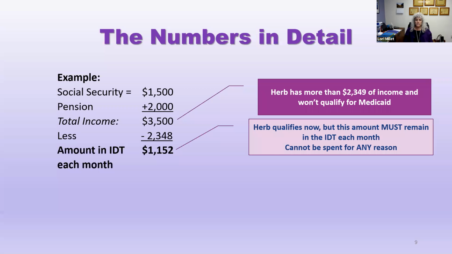So let's look at these numbers in detail. Social Security is $1,500, pension is $2,000, so the total income is $3,500. So Herb, our fictitious Medicaid applicant, has more than $2,349 of income, so he won't qualify, right? So we do an income diversion trust for Herb, and then he has $1,152 left over that has to stay in that income diversion trust. So Herb qualifies now, but the $1,152 has to accumulate in that trust every month.